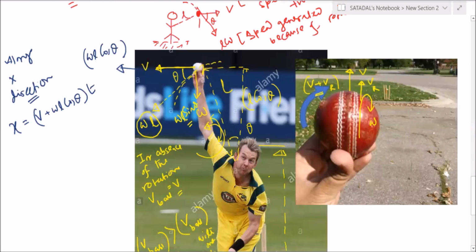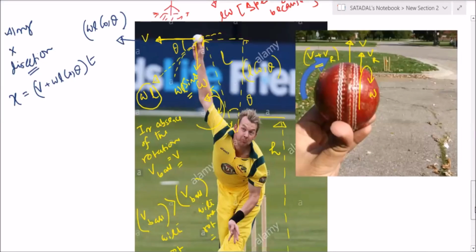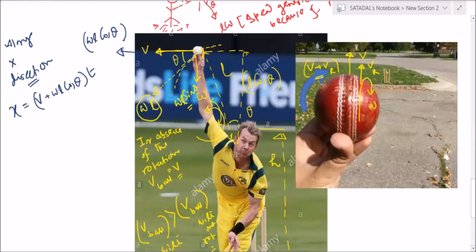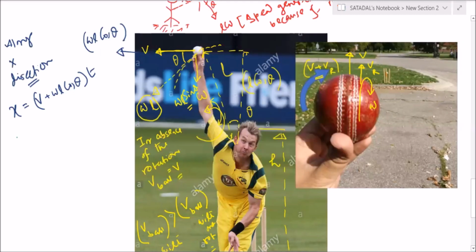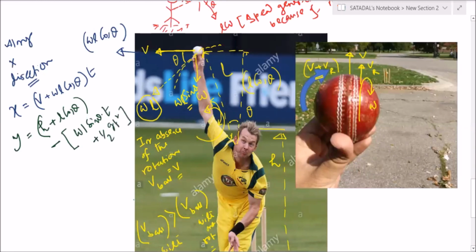right? If this height is h from the ground, again I am showing the diagram, from the ground his height is h. So the total height becomes how much? H plus L cos theta. Are you getting my point? So the ball is getting dropped from h plus L cos theta. So now y is equal to h plus L cos theta minus omega L sin theta into t plus half g t square. Is it clear?